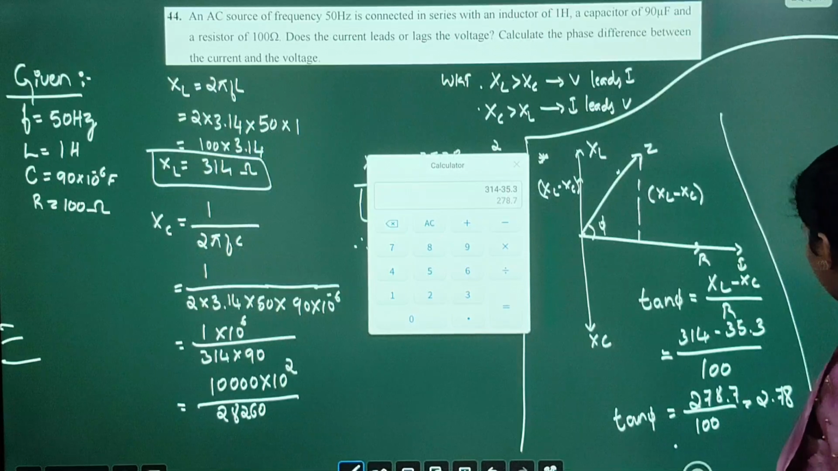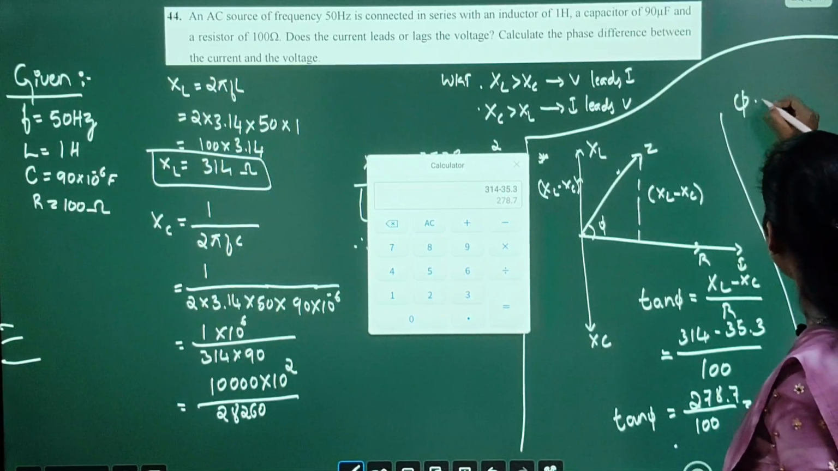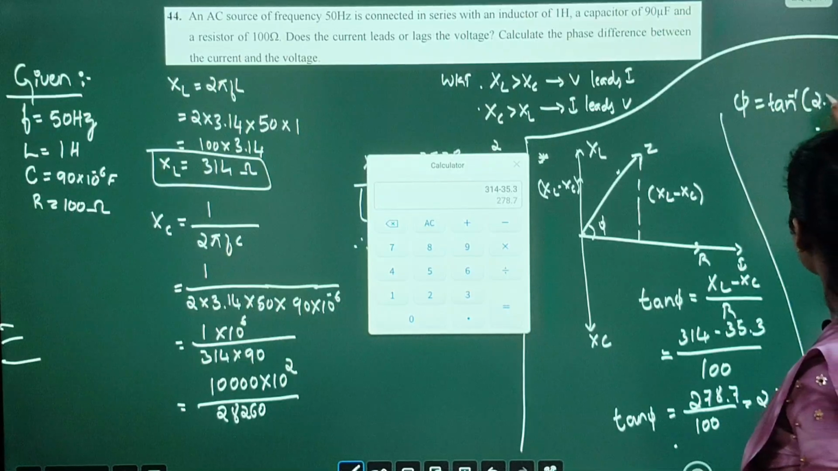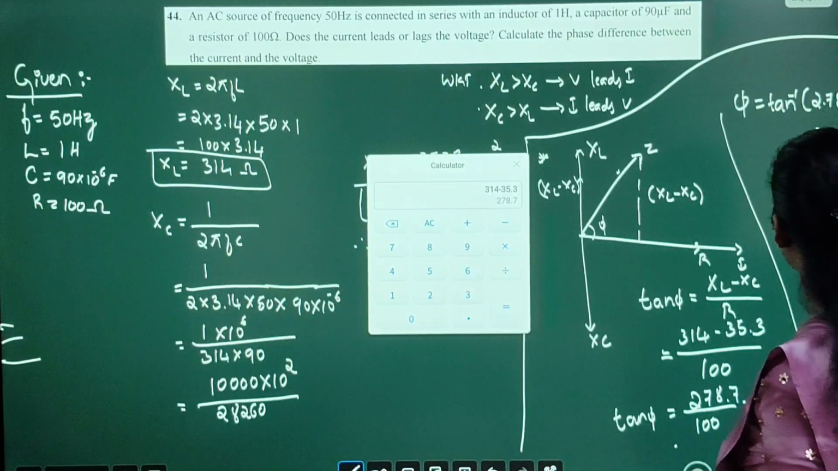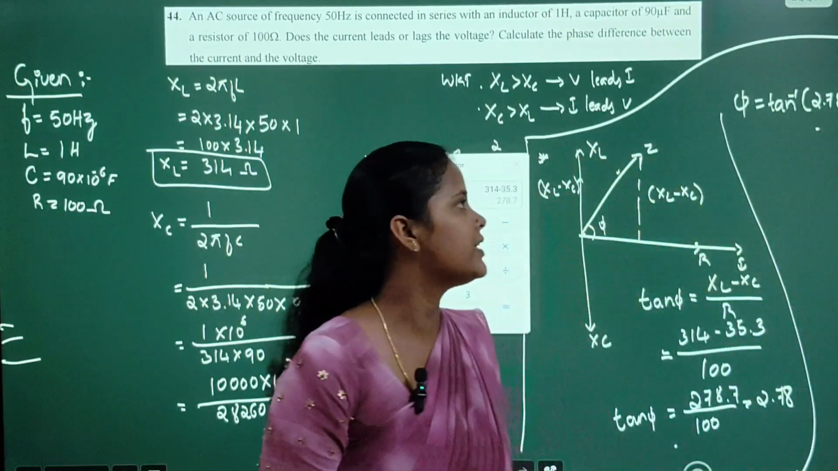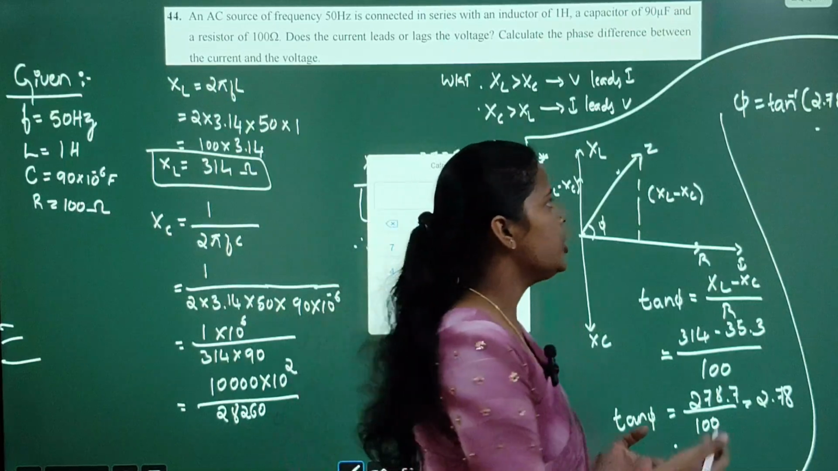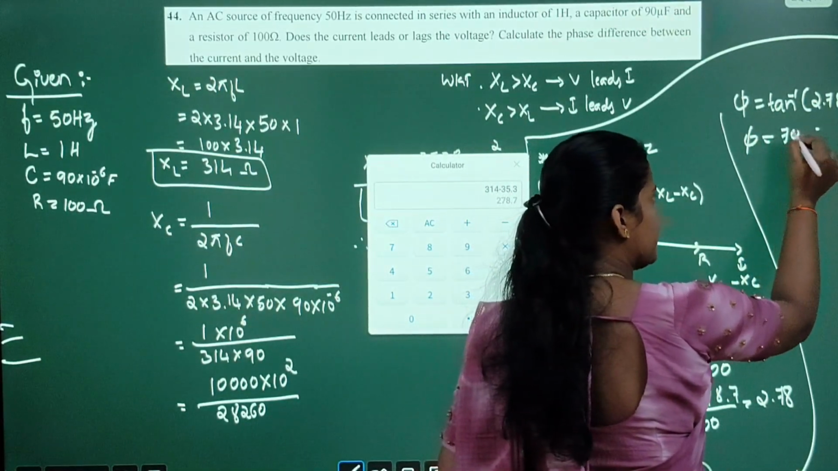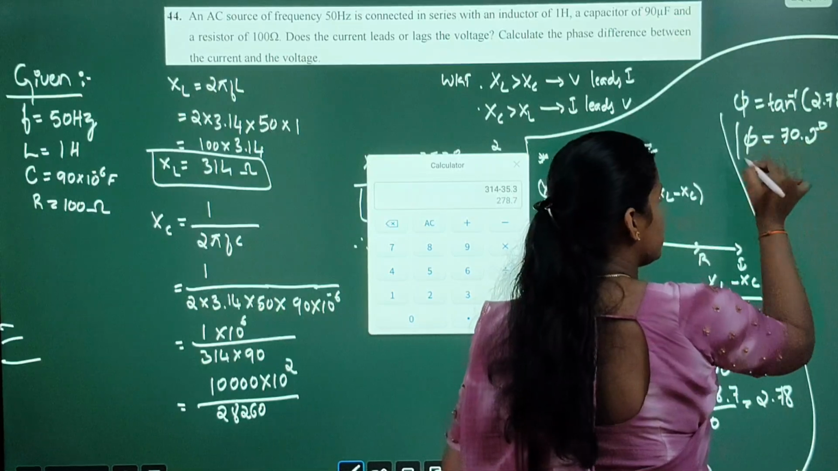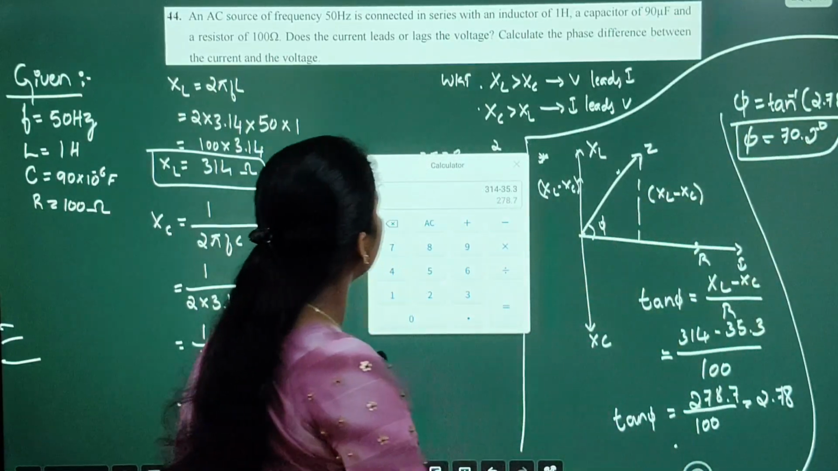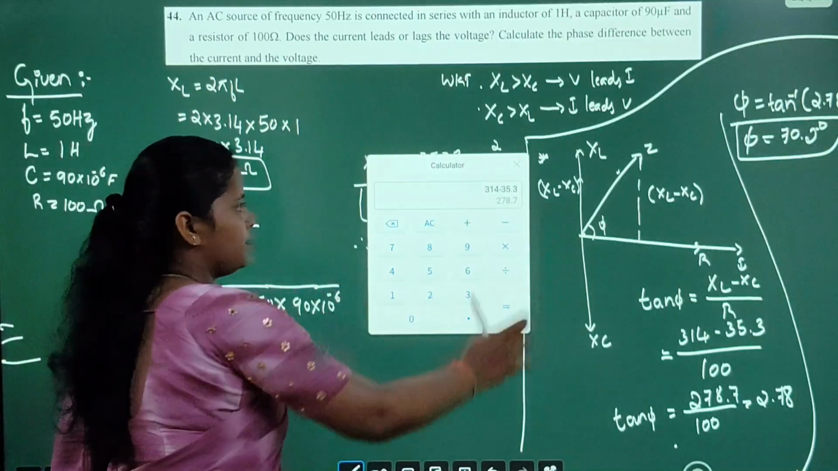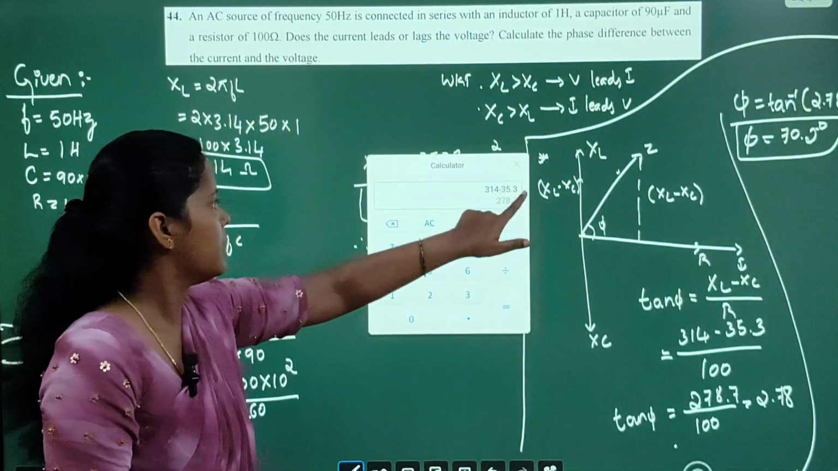Here we have to find out phi. Here phi is equal to tan inverse of 2.78. Okay, so what is the value of tan inverse of 2.78? 70.2 degree. Using the table, we can find out this value. So here this is 70.2 degree. So this is the phase difference between the current and the voltage.